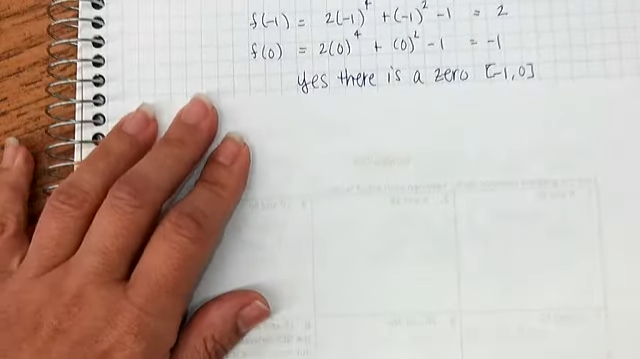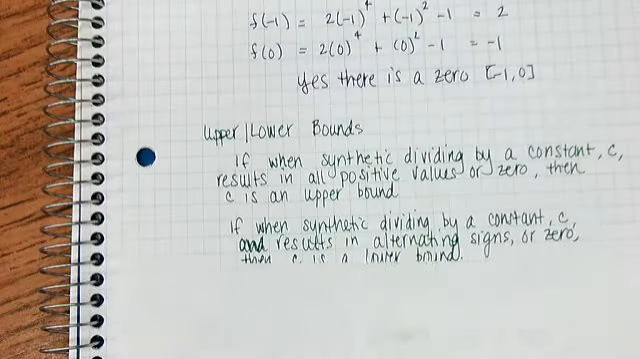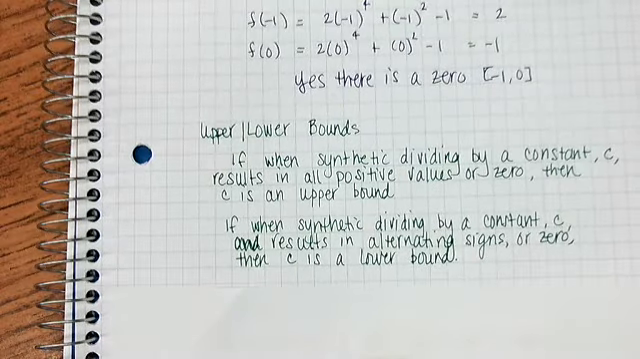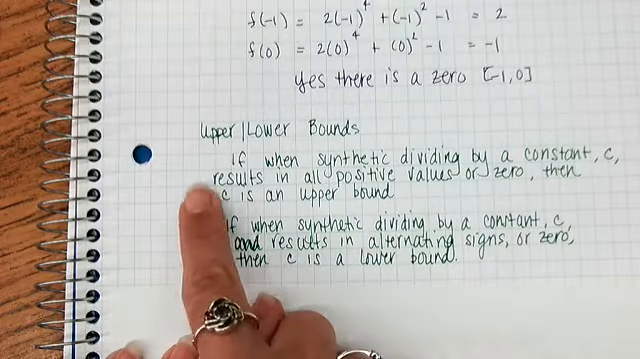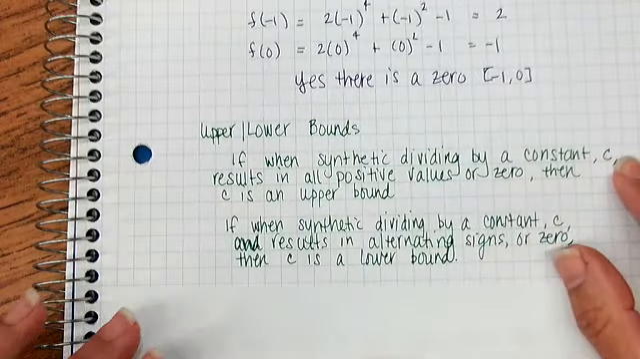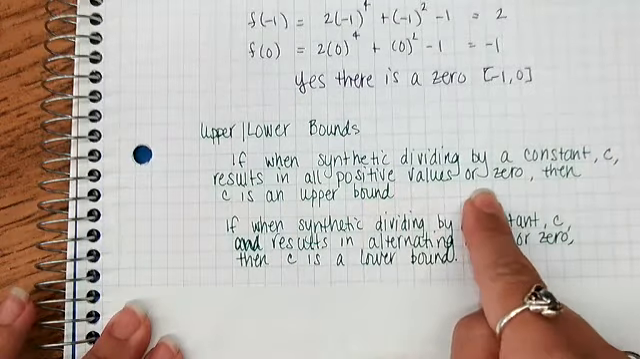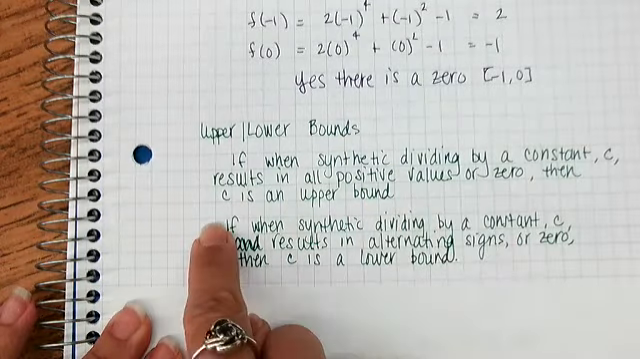The upper bound and lower bound definitions, I do a little bit differently than the book does. But I'm just going to pause here and give you an opportunity to write it down. So your book talks about M. I don't like M because we've been using C so much. So you synthetic divide by some constant, you put the number off to the side, and if that results in all positive values or a combination with 0, C is an upper bound.